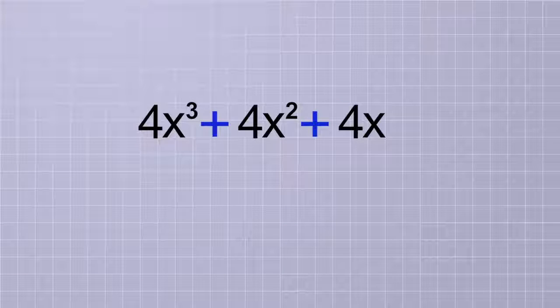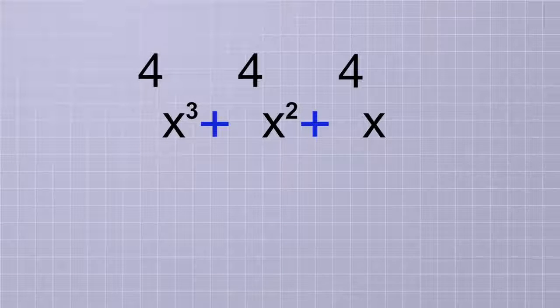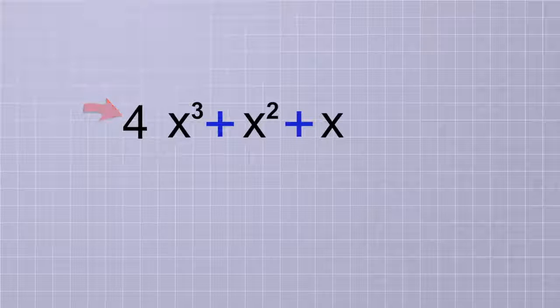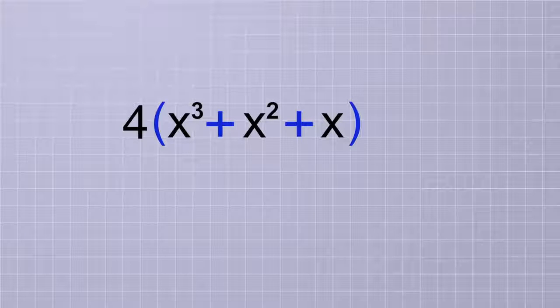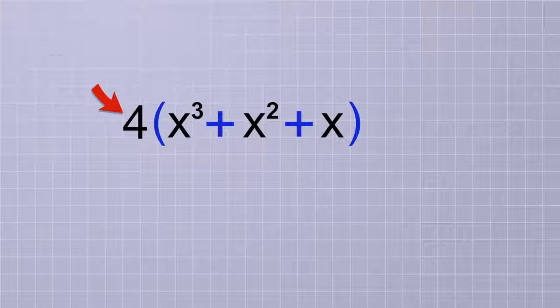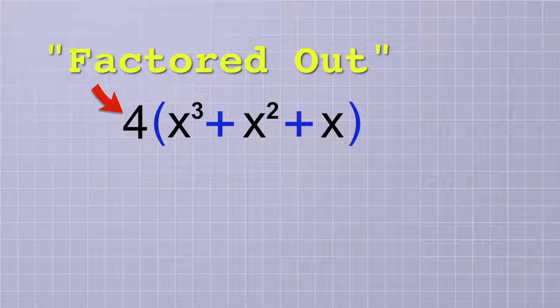So in this case, we can remove the factor of 4 that's being multiplied by each term individually, and then we can consolidate those into a single factor of 4 that's being multiplied by the entire polynomial by using parentheses to turn the polynomial into a group. But mathematicians usually don't call this undistributing a 4. Instead, they would say that we factored out a 4 from the polynomial.